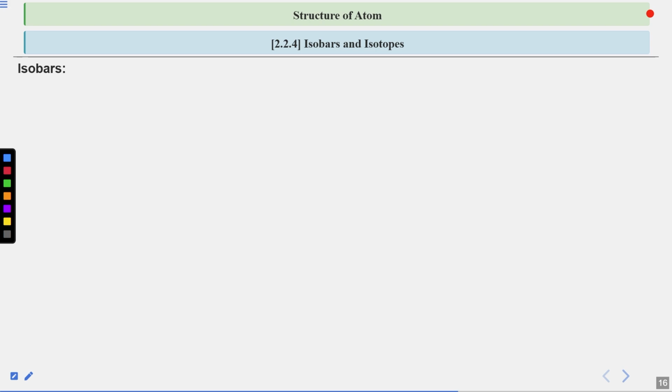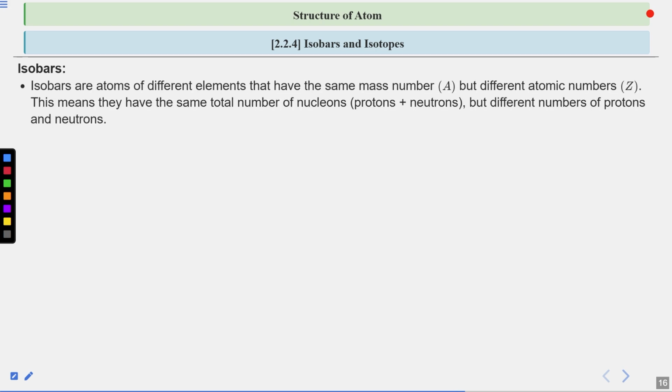What are isobars? So they are different elements. Isotopes are the same element because their atomic number is the same. Their mass number is different, but isobars are different elements having the same mass number. Now, what is mass number? It is simply the summation of protons and neutrons. So if I conclude it, I would say that isobars are those elements which have the same number of protons plus neutrons, but they have different numbers of protons and neutrons.